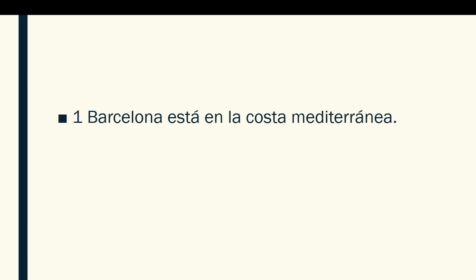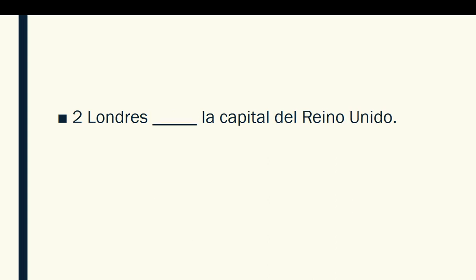The correct answer is Barcelona está en la costa mediterránea. The correct answer is está. Second item. Londres, blank, la capital del Reino Unido. I'll repeat. Londres, blank, la capital del Reino Unido. What do you think should be written on the blank?